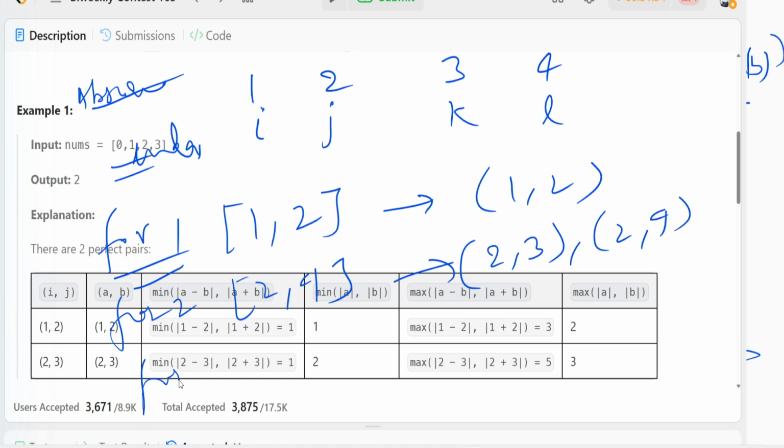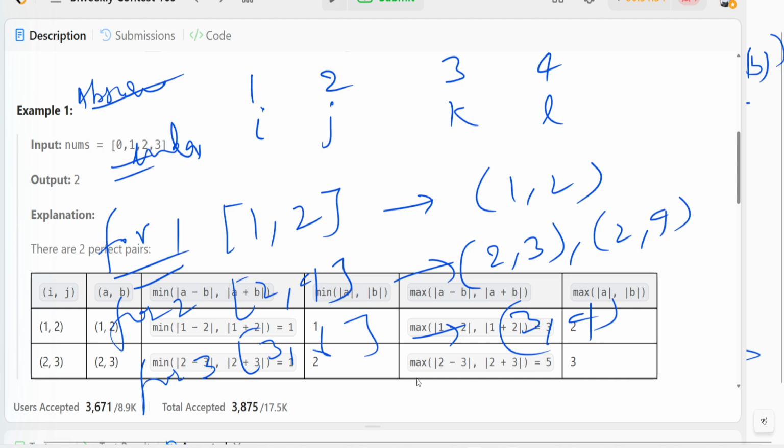When we talk about pairs for 3, the valid partners are between 3 and 6. Here the pair will be 3, 4. Correct? When we talk about 3, the valid partners must be between 3 and 6. We have seen the formula: B is less than or equal to 2A. It should be within that distance. So the only pair is 3, 4.